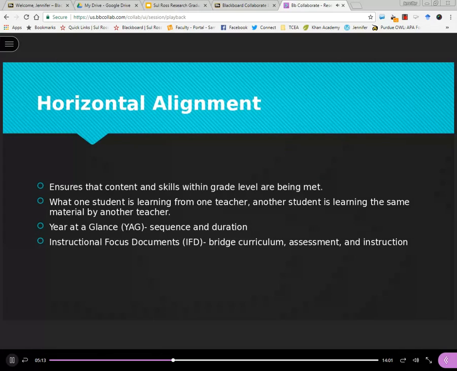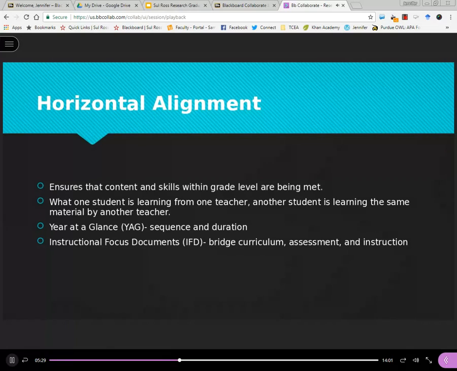They use a lot of year at a glance, their YAG. This helps with the sequence and duration, so they know how long they're going to spend on the unit, the timeline, the information. Everything is planned accordingly.